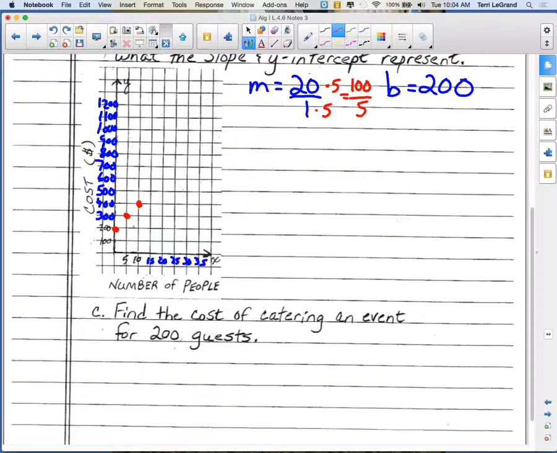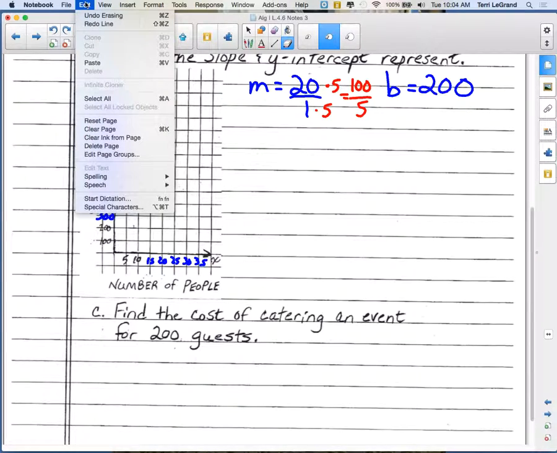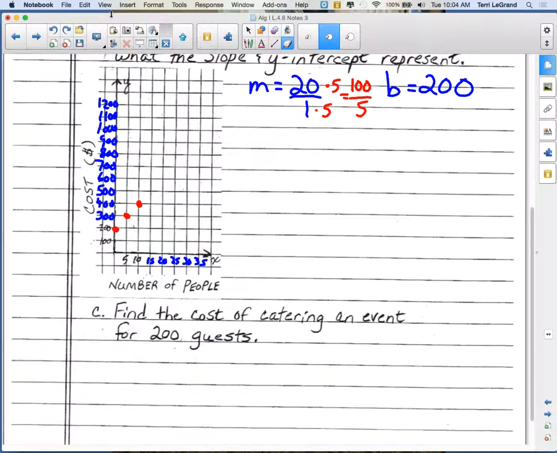So now take your ruler and draw a ray going through your graph to represent having this party catered at $20 a person and a one-time fee of $200.